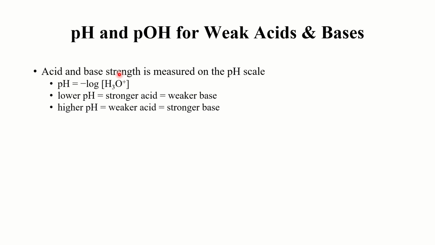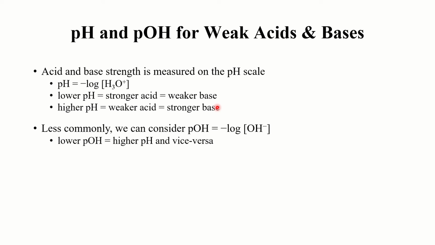So acid and base strength, as we learned, is measured on the pH scale. A low pH means you have a strong acid and thus a weaker conjugate base. A high pH means you have a weak acid or a very strong base. Less commonly, we can consider pOH equals negative log of OH minus. So a lower pOH equals a higher pH and vice versa.